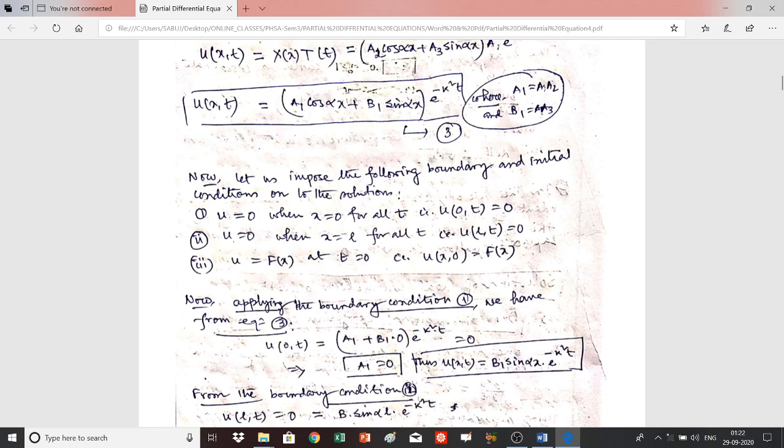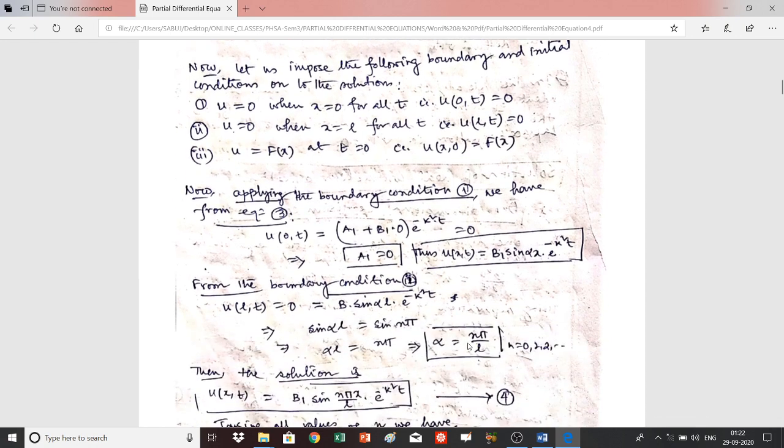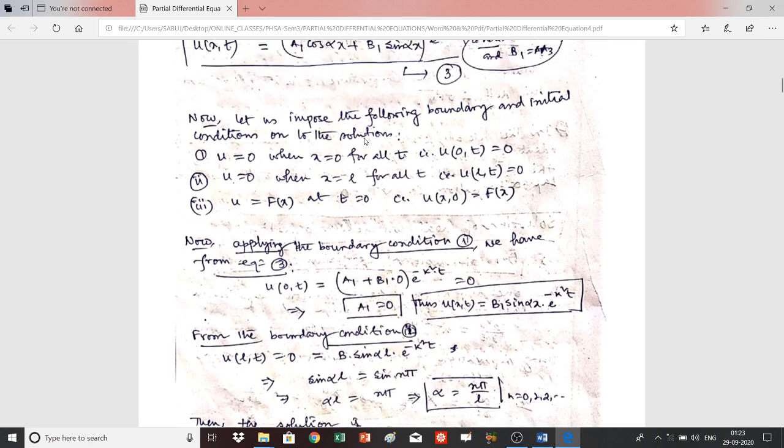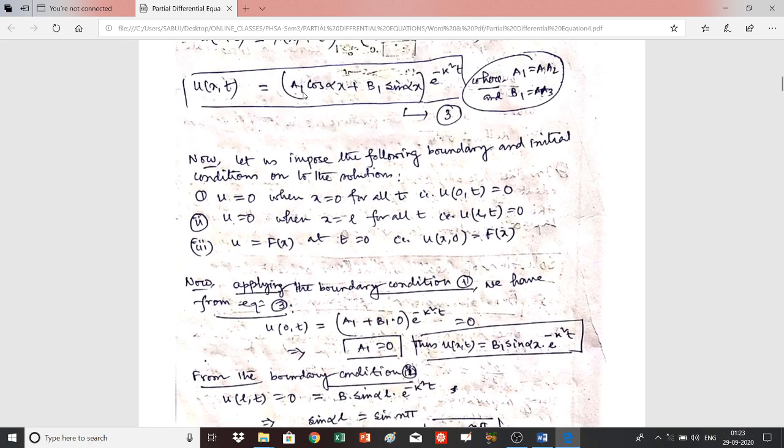So we can write from here that a1 plus b1 into 0 to the minus k square t is equal to 0, because you know that u(0,t) is given as 0. So from here you can easily write a1 is equal to 0. Therefore from this equation, the general solution will reduce to u(x,t) is equal to, since a1 is 0, this term will be absent now.